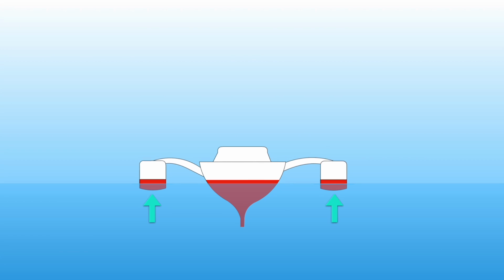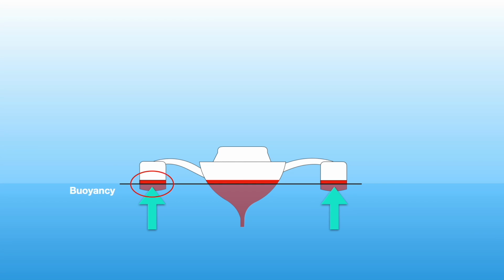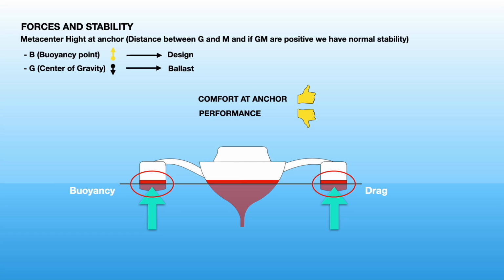A trimaran focusing on cruising would typically be designed differently, having all its 3 hulls in the water for increased stability. The performance will be reduced due to more surface and drag. However, it would definitely be quieter and more comfortable sitting at anchor. So again, it's a compromise.